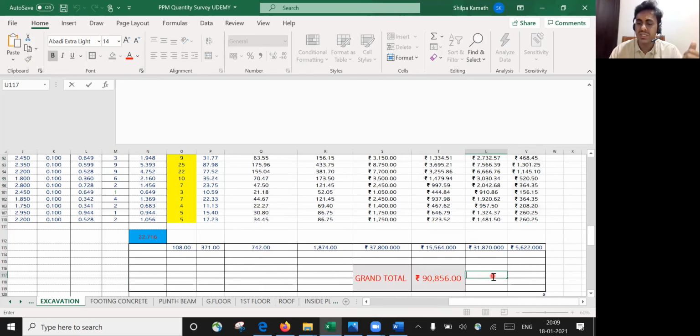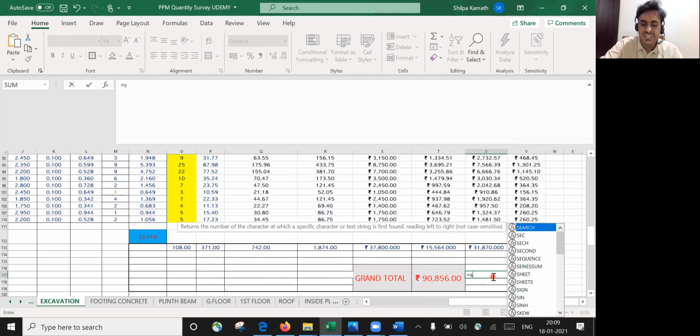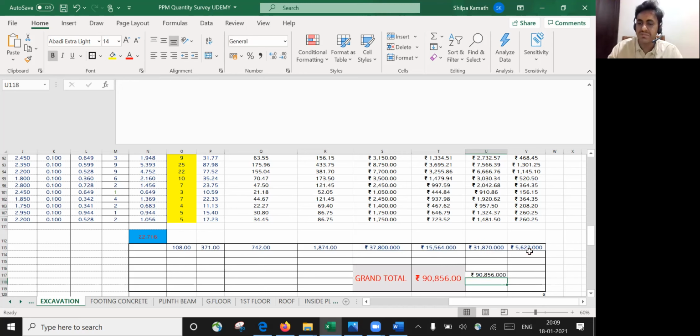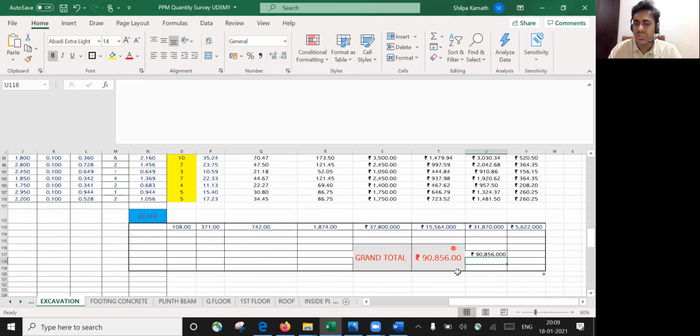And I'll try to do it here once. Equal to, take it as sum, open the bracket, drag it from 37,000 in this way up to here and close the bracket, hit the enter button. So it's coming the same, right? 90,856 rupees, and the grand total is you require 90,856 rupees.